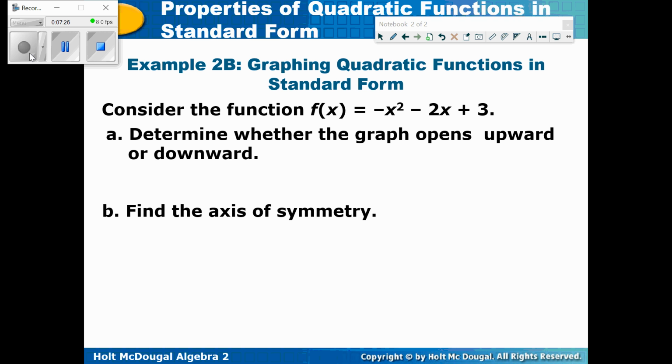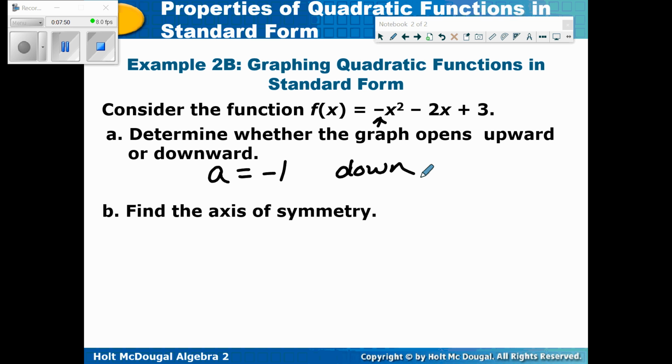All right, for this example, we have f of x equals negative x squared plus 2x plus 3. So first question, part A, is to determine if it opens up or down. You look at the A value, which is negative 1 for this problem, and so it is going to open down.